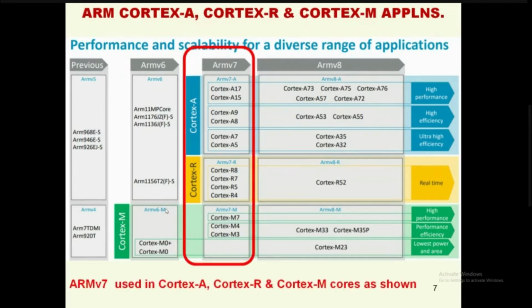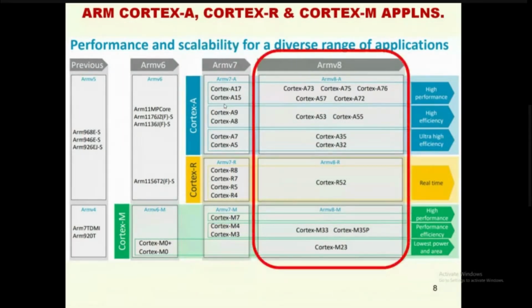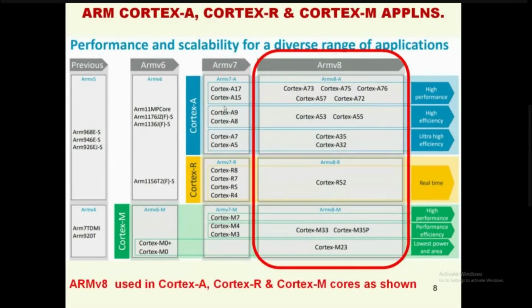Similarly, version 7 is used in Cortex-A, Cortex-R and Cortex-M cores as shown here. So it is identified by ARMv7-M meaning version 7 in the Cortex-M series, v7-R meaning version 7 in the Cortex-R series, v7-A meaning version 7 in the Cortex-A series, and so on. Similarly, ARM version 8 in Cortex-A, Cortex-R and Cortex-M cores as shown here.